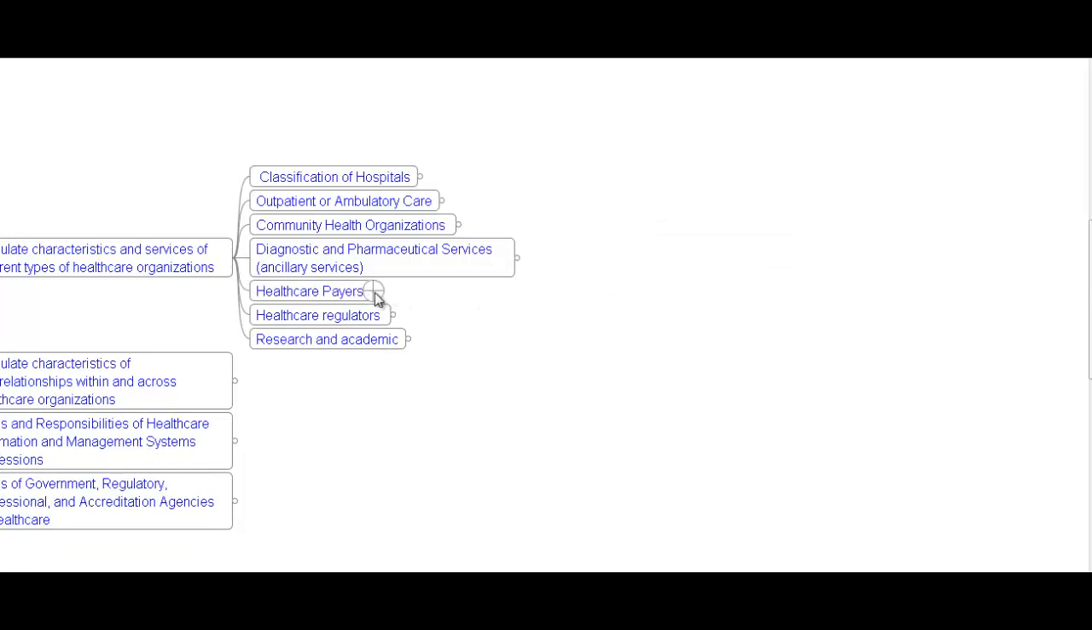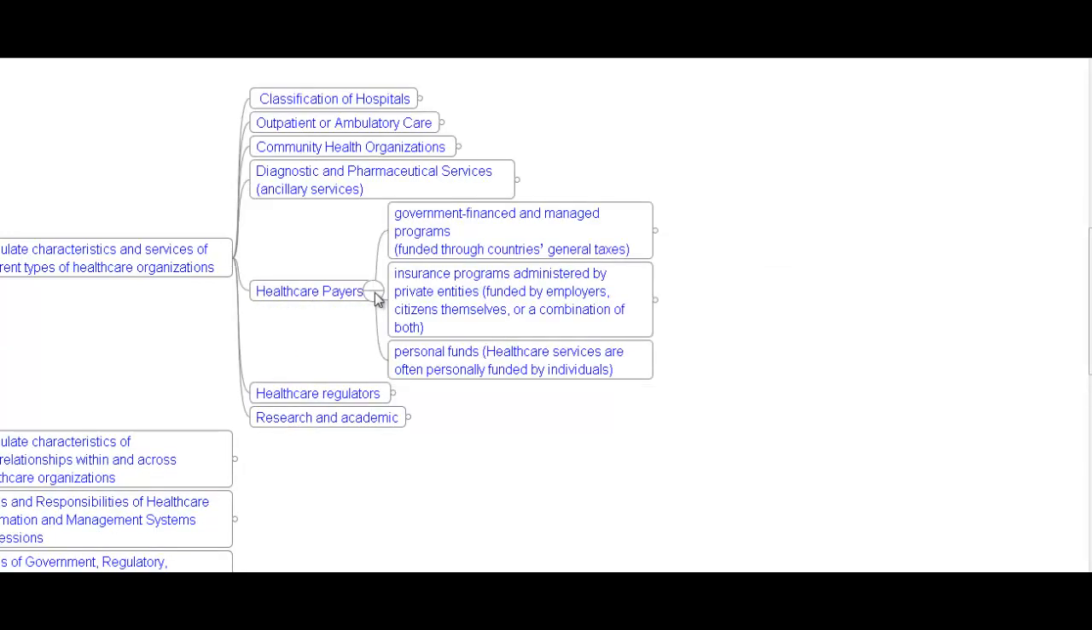Healthcare payer. Payer in healthcare generally refers to entities other than the patient that finance or reimburse the cost of health services. It can be government financed and managed programs, funded through the country's general taxes. Insurance programs administered by private entities are funded by employers, citizens themselves, or a combination of both. And personal funds: healthcare services are often personally funded by the individual.